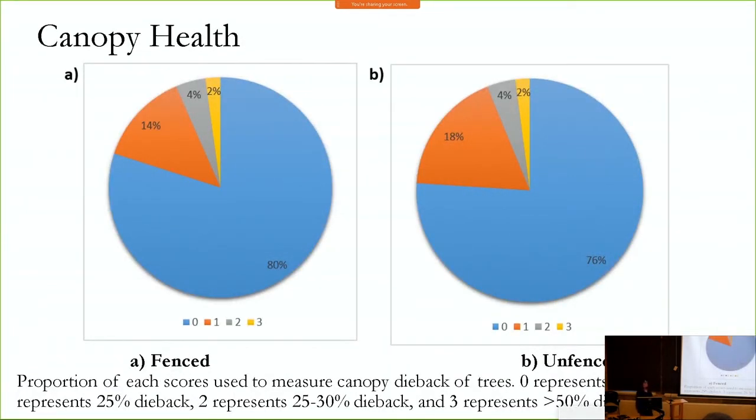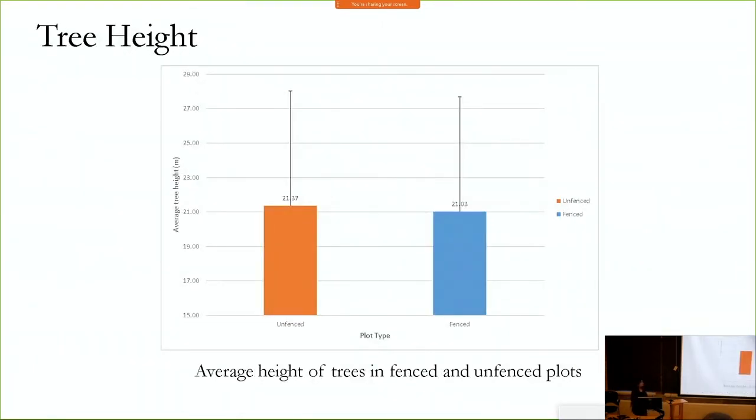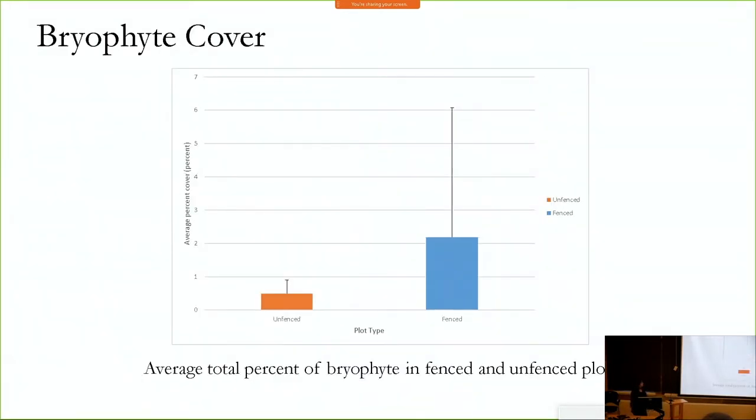And these are some other factors that I decided to look at, not just directly related to my objectives, just to know more about the system. Overall, the canopy health is pretty similar, which is great to see. So the canopy health doesn't differ between fenced or unfenced. The tree height, again, does not differ between the fenced or unfenced. And I looked at the Bryophyte cover, which is moss, and there is a higher Bryophyte cover in fenced compared to the unfenced, but it's not significantly different.